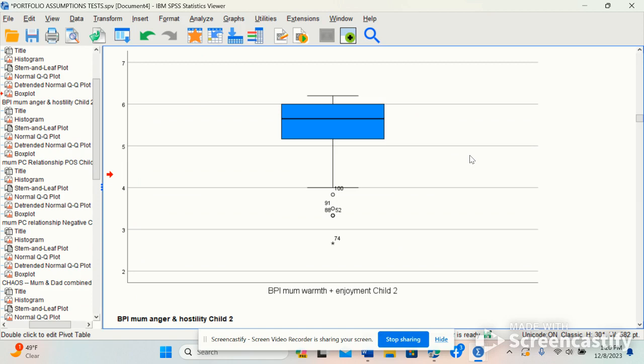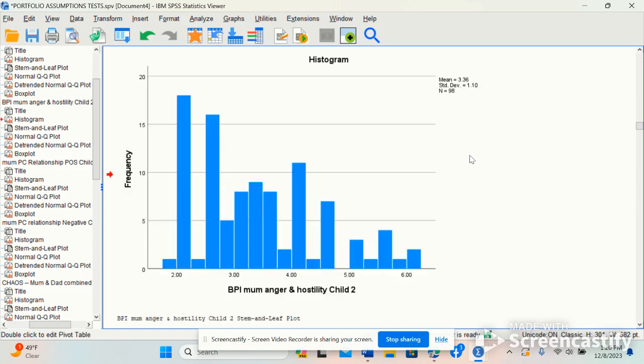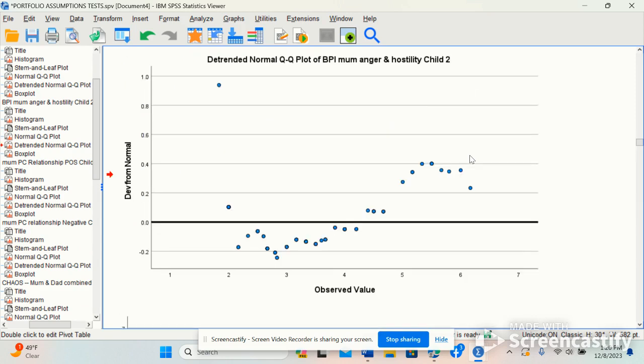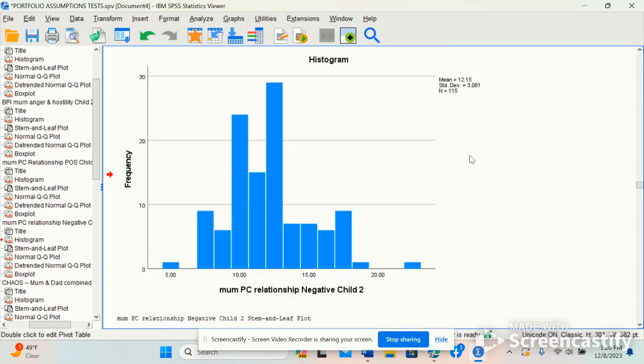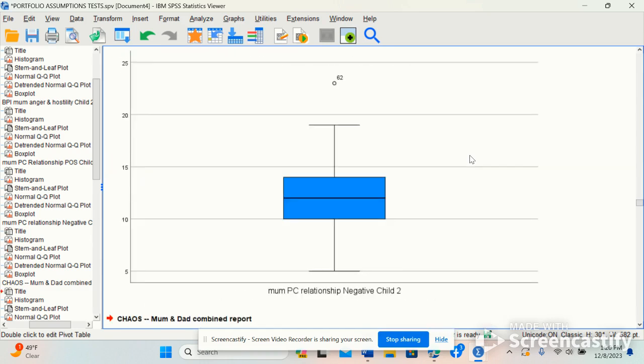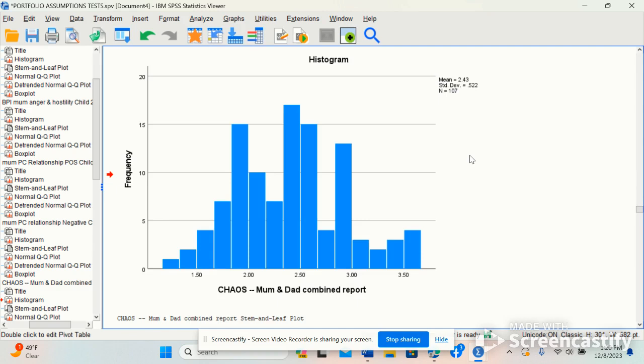So I found outliers in cases 74, 64, and 62, in the warmth, SDQ, and then negative parenting. And I went and Winsorized them. So case 62, I went from 23 to 20, because it was on the higher end. So I did the second highest plus one.